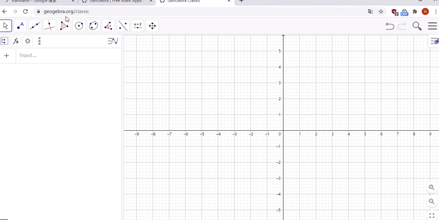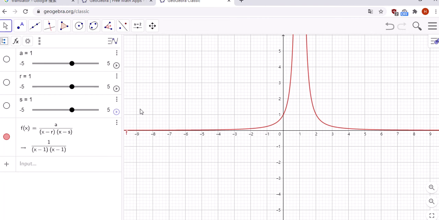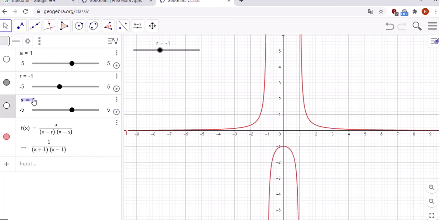First, go to geogebra.org/classic and input the function f of x equals a over (x minus r)(x minus s). So there are three parameters: a, r, s. At first, we set r to -1, which is the left side, and s equal to 2, the right side. So we are going to change a.